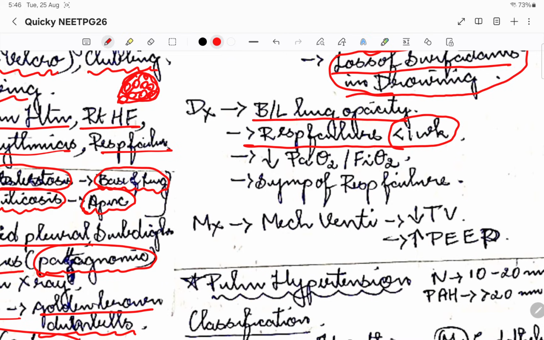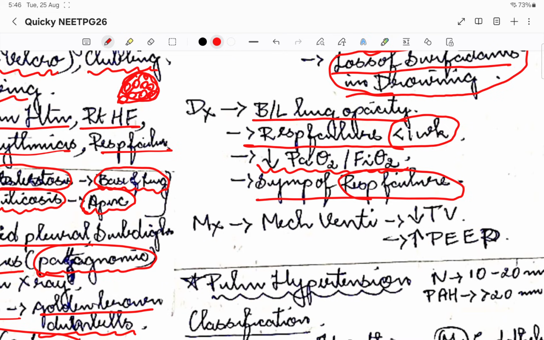Okay, so respiratory failure might be there. We'll discuss more about respiratory failure types and all. So for now, respiratory failure might happen within 1 week. There will be a reduced PaO2 by FiO2 ratio. Then coming to symptoms, symptoms of respiratory failure might be there. That is what I told you, right? So symptoms of respiratory failure might appear in the beginning, and it might lead to respiratory failure within 1 week.